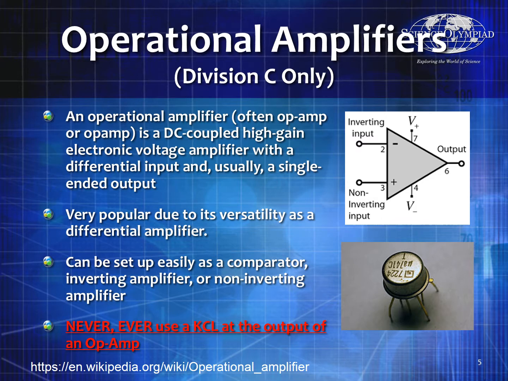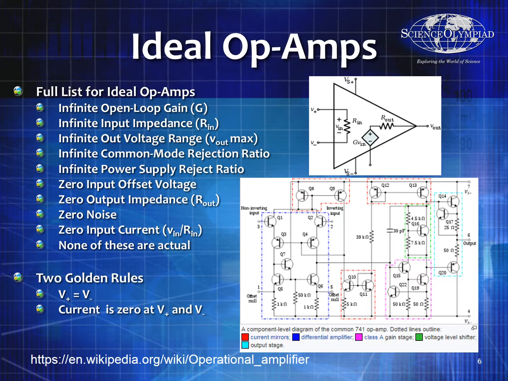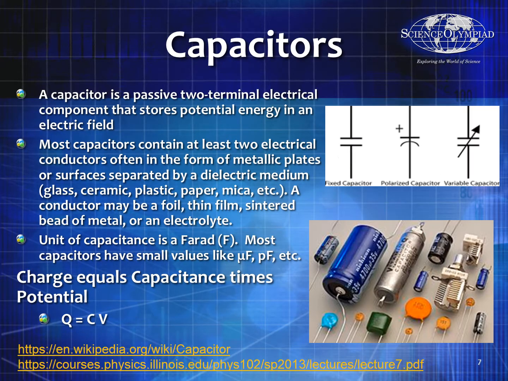We also went over operational amplifiers, where we talked about the uses for an operational amplifier and the design parameters for creating a comparator, an inverting amplifier, and a non-inverting amplifier. We talked about how an ideal op-amp has infinite gain, infinite input resistance and zero output resistance. But today we're going to talk about capacitors.